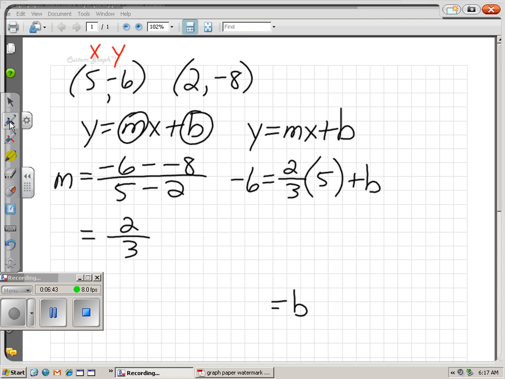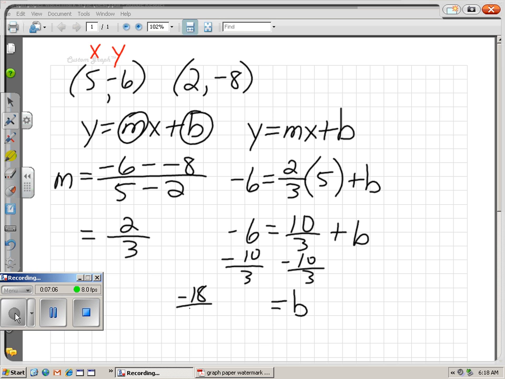I want to figure out what b is. So let's do the math now. Negative 6 equals, let's see, 2/3 times 5 is 10/3 plus b. We're going to minus 10/3 from both sides. Now it's time to grab your calculator. If you do it by hand, we change 6 to negative 18 over 3. That's negative 6 minus 10 over 3. I'd rather you guys use your calculators, but here's how you do it by hand. And we get negative 28 over 3. Even if you do it by hand, make sure you check your answer on your calculator.